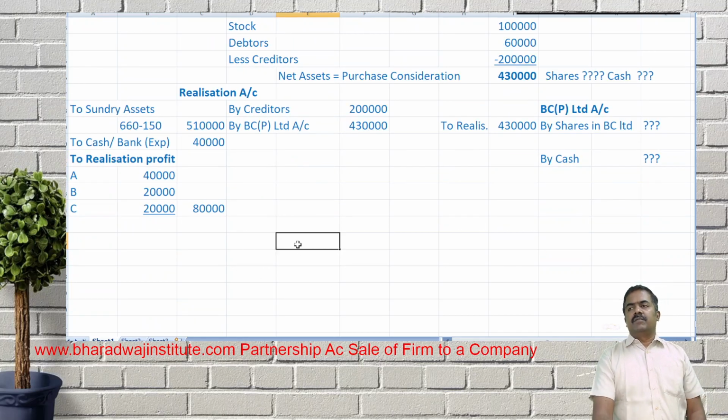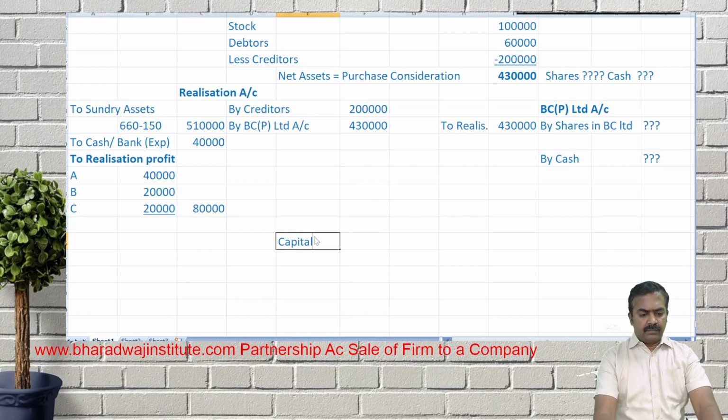Start next. Which account? Partners capital account. Try it. Capital account of partners. Who are the partners? By balance brought down. 2 lakhs? 1 lakh. 1 lakh?